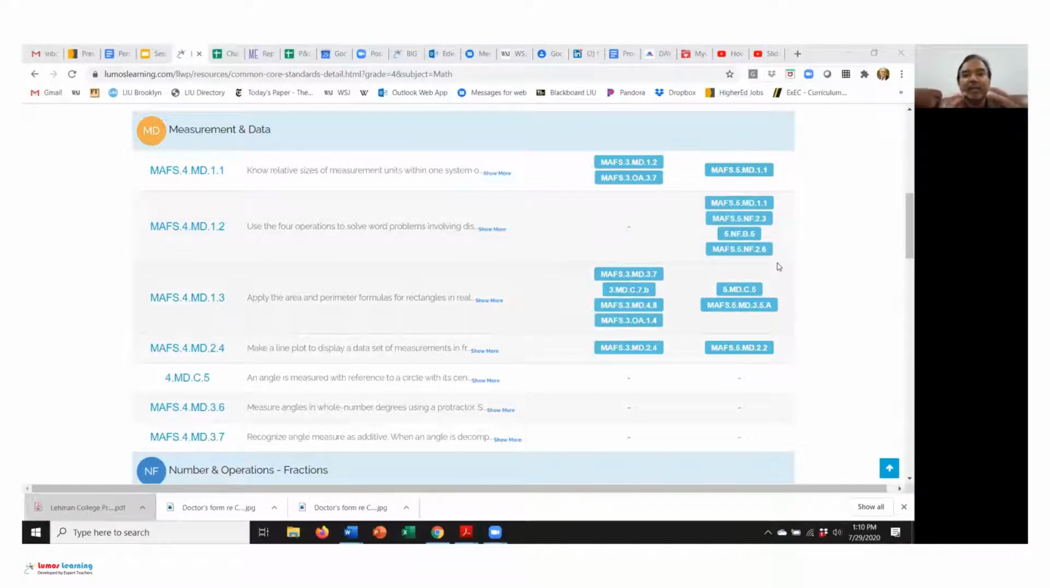So definitely, if I had to come up with some kind of a priority, and this chart helps me quickly tell that, oh, MD.1.2 is a high priority standard. So we need to cover that adequately. So it's very simple, easy to use, and it helps you plan your curriculum.